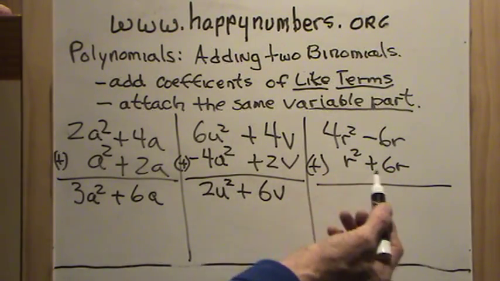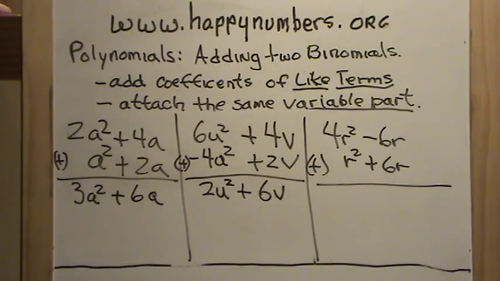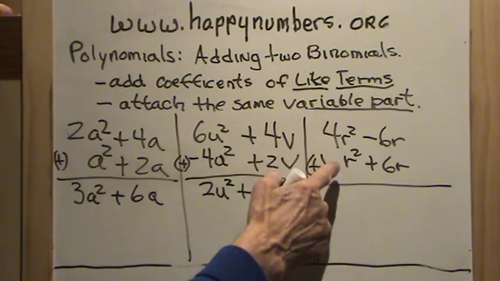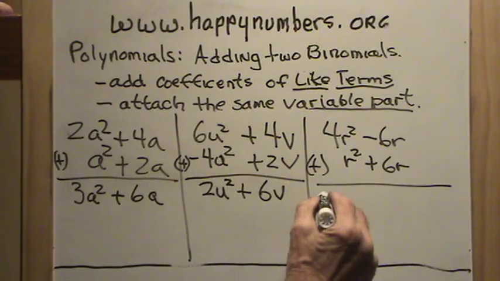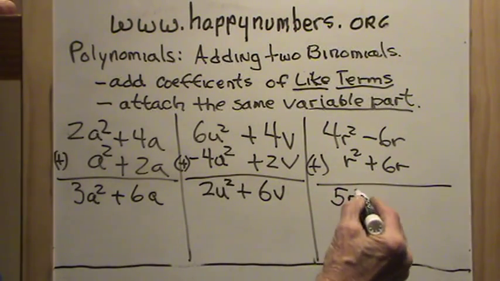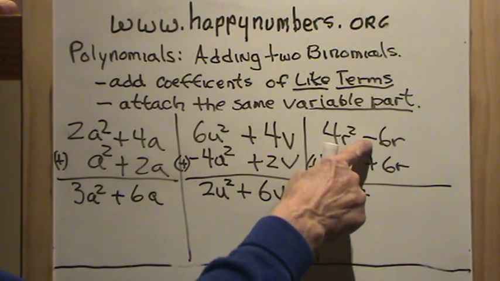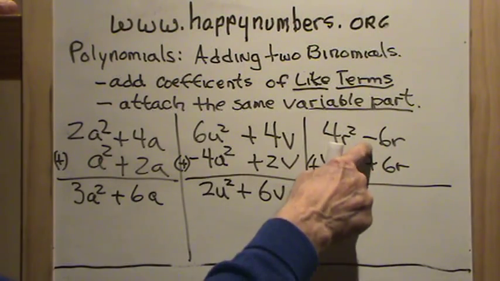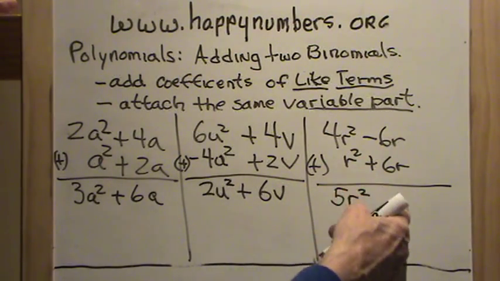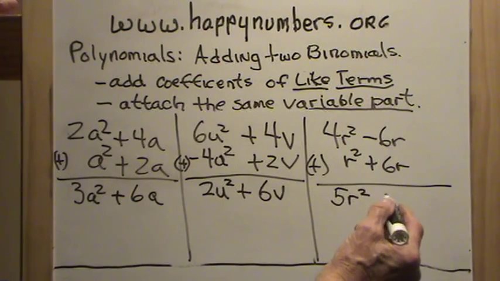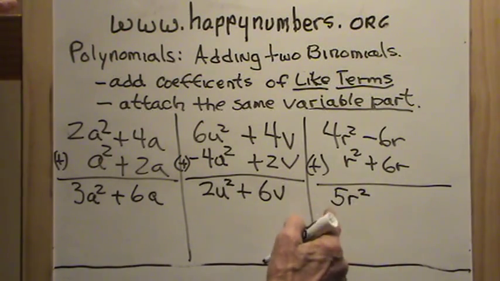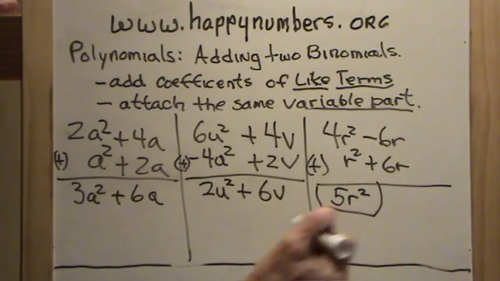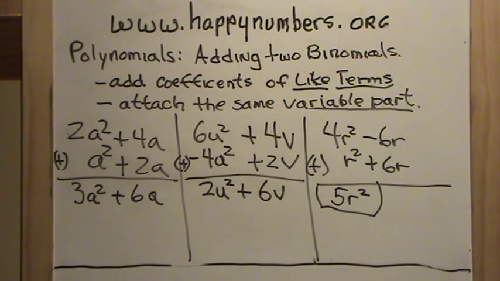These are like terms and these are like terms, so we can combine the coefficients. 4 plus 1, don't forget the 1, 5r squared, positive 6 and negative 6 is 0. So it would be 0, and we wouldn't put the r. So the answer here is just 5r squared.